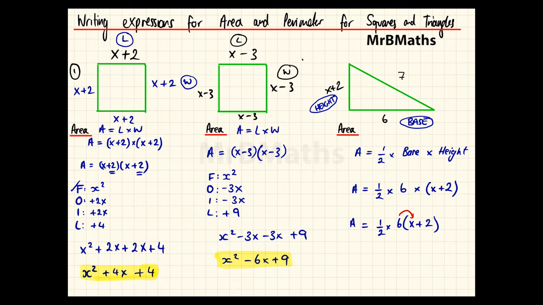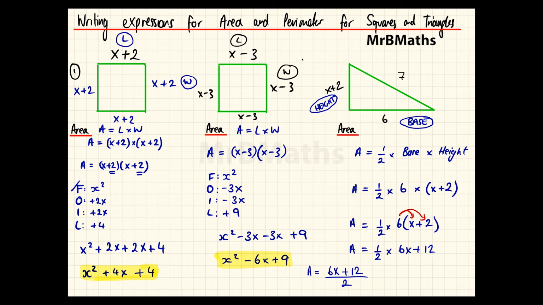So 6 times x, so A equals, leave the half for now, 6 times x will give us 6x, and then 6 times plus 2 will give us plus 12. So now I've got 1/2 times 6x plus 12, which will give me A equals 6x plus 12 all over 2.